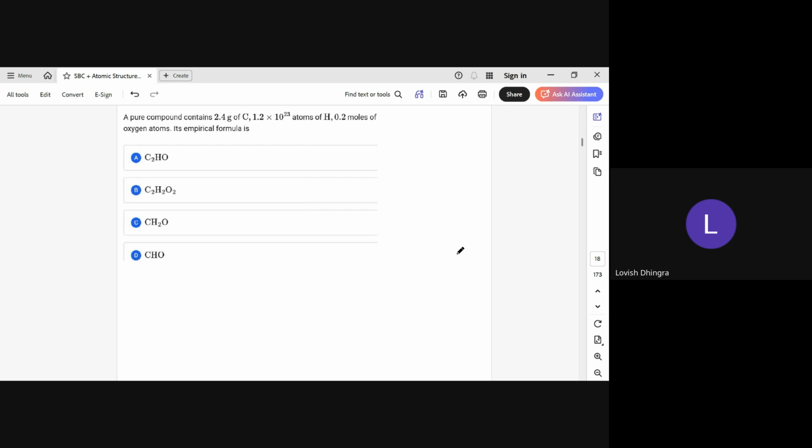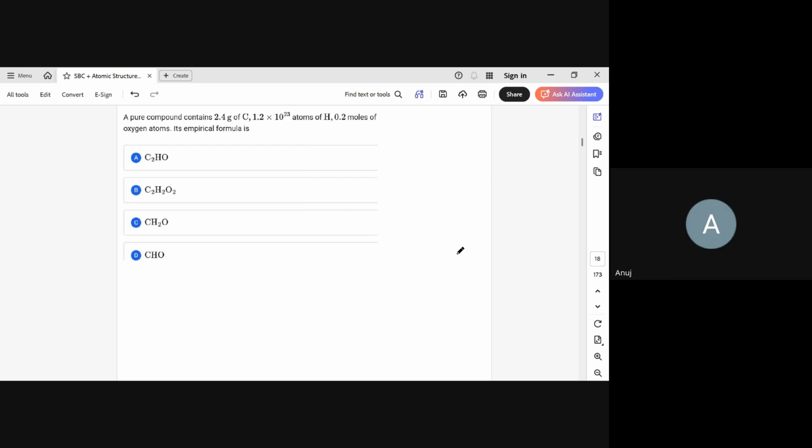So you will mark the most appropriate answer, whatever you are getting. If you are getting a 1:1:1 ratio, you will mark that. If by chance, suppose option D is something else, let us suppose CH3O or CH3O2, something like that, then you will mark which option? Option B, right? Is this clear?